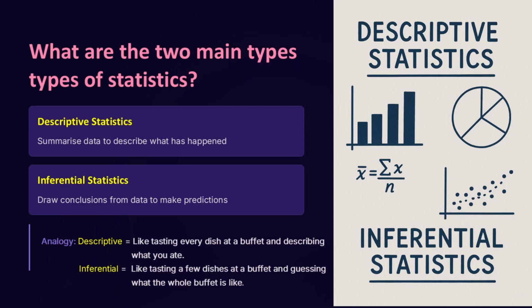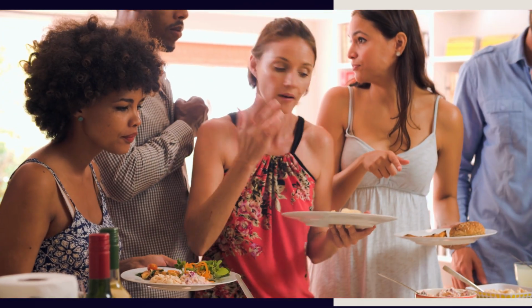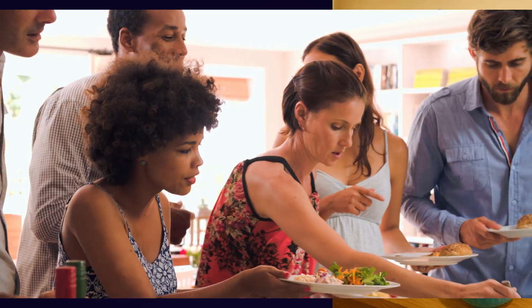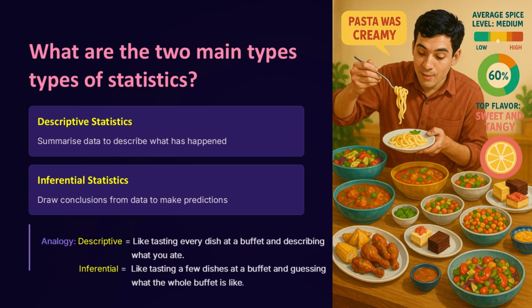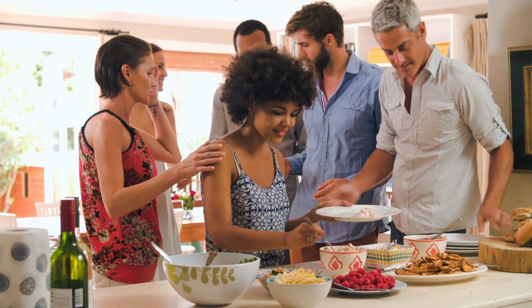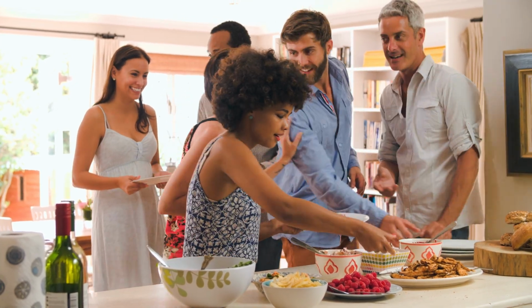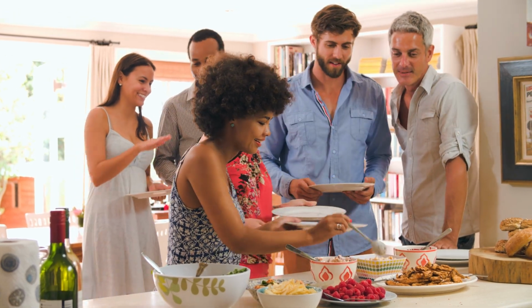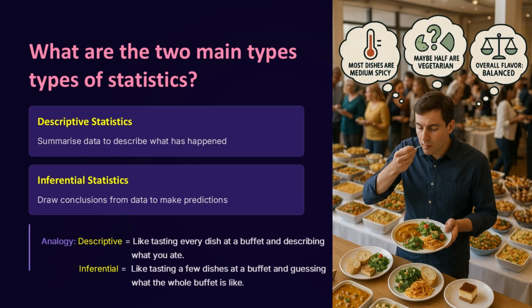To make this idea clearer, imagine descriptive statistics is like tasting every single dish at a buffet and then describing what you ate. You can say the pasta was creamy, the average spice level of the dishes was medium, and 60% of the items were vegetarian. Inferential statistics is like trying only a few dishes at a buffet and then guessing what the whole buffet is like. For example, after tasting 5 dishes, you might say, "I think most of the food here is medium spicy, and maybe about half of it is vegetarian."